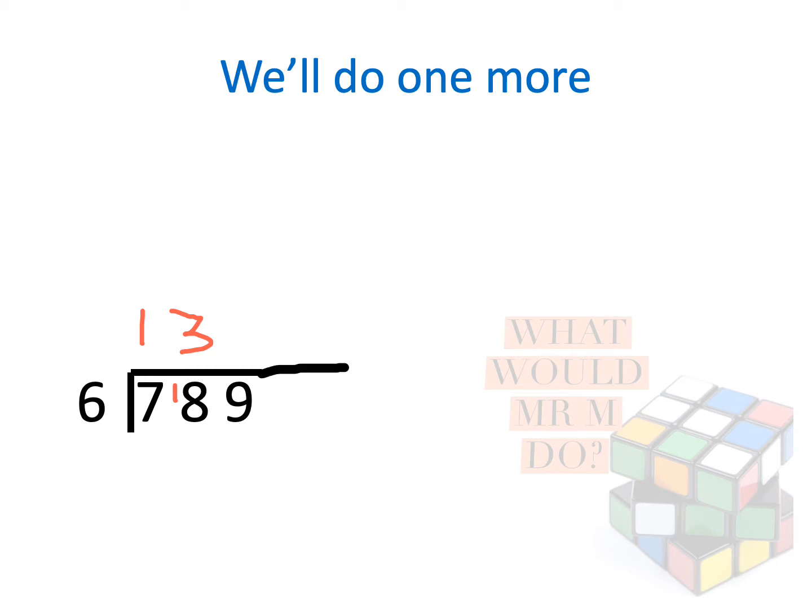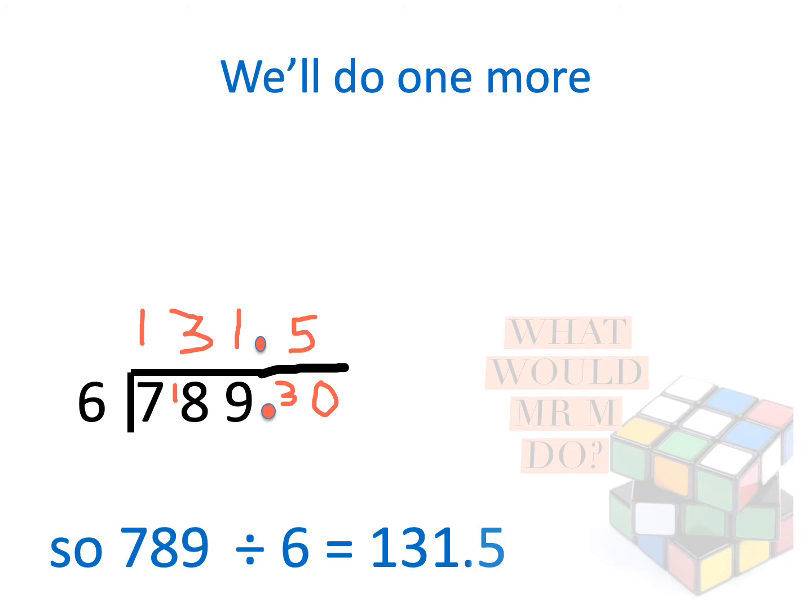So firstly, I'm going to extend this line because I'm going to need it. Put my 1 on the top and carry my 3. Then I'm going to put in my decimal point on the bottom line and on the top line and add my 0. So I can now do how many 6s are there in 30 or 30 tenths. And there are 5 6s in 30, which I put onto the top line. So I now have 131.5. So 789 divided by 6 equals 131.5.